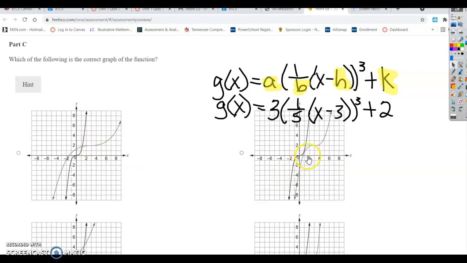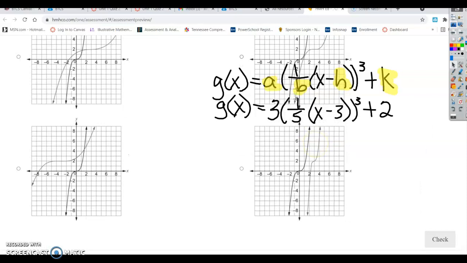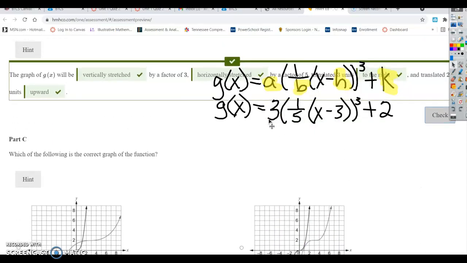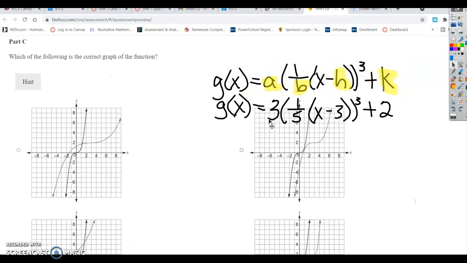This one looks like it went over 3 and up 2. This one has gone the opposite way, so we know it can't be this graph. And this one went over 3 and up 2. So far the only one we've been able to eliminate is this one. So let's look at our A and our B. A is going to be a vertical stretch by a factor of 3.